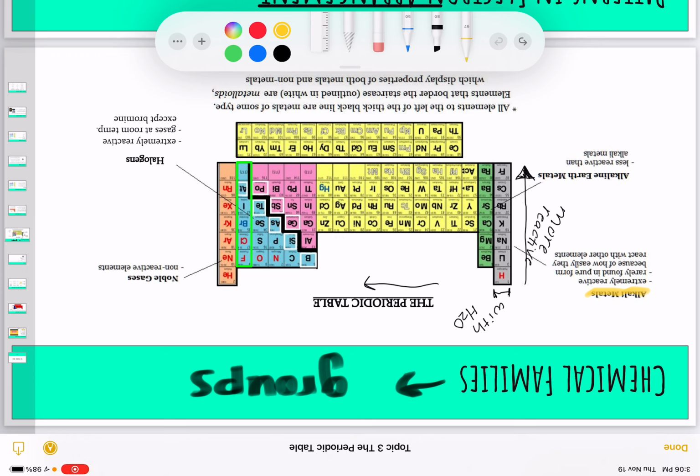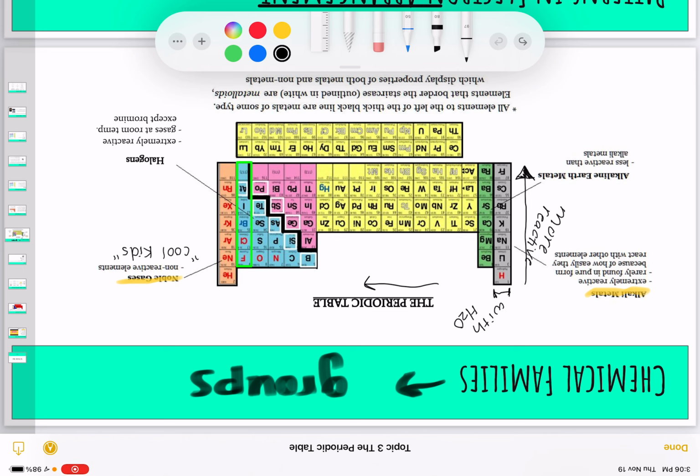Over on the right-hand side, we've got our noble gases, and those are really important here. Noble gases, I always say, are the coolest kids on the periodic table. They don't really react with anyone, and everyone wants to be like them. So everyone wants to be like neon, argon, krypton, xenon, radon, and helium.